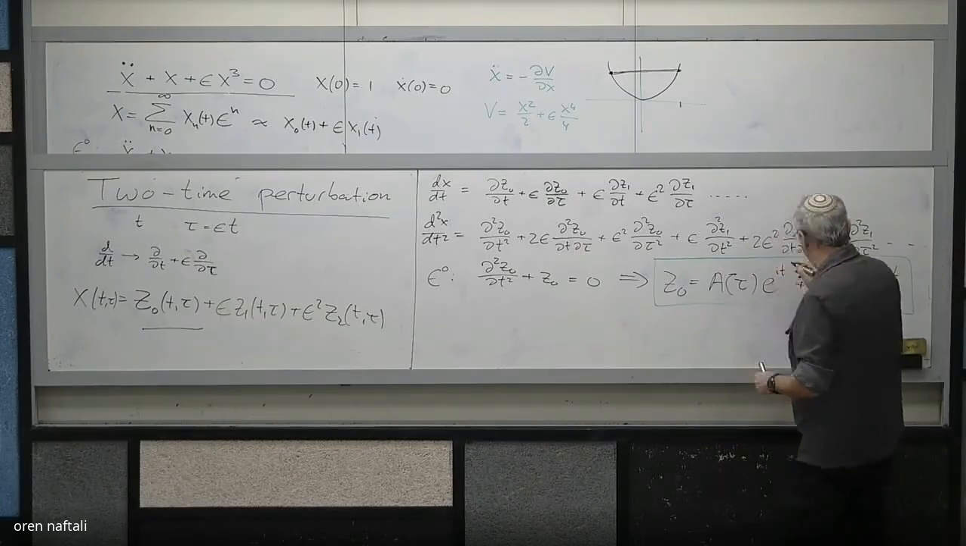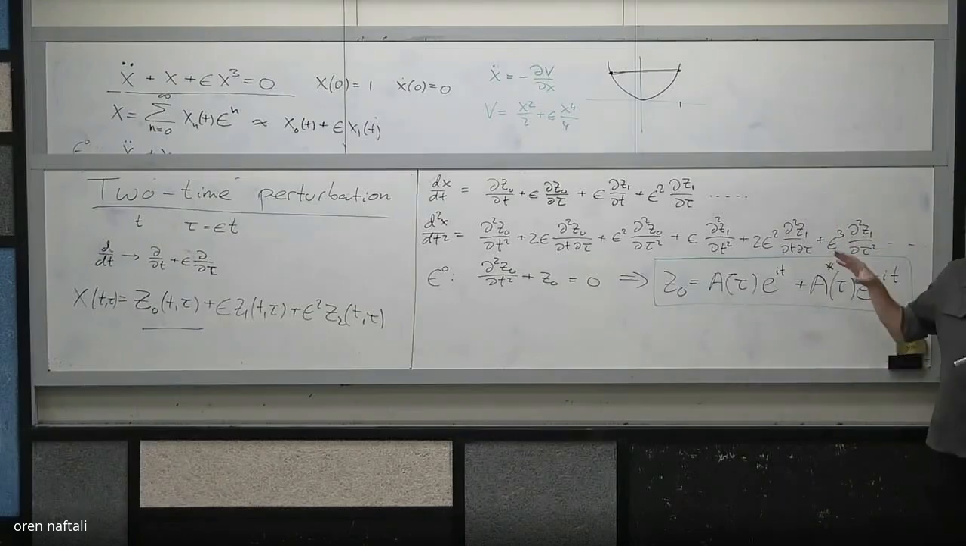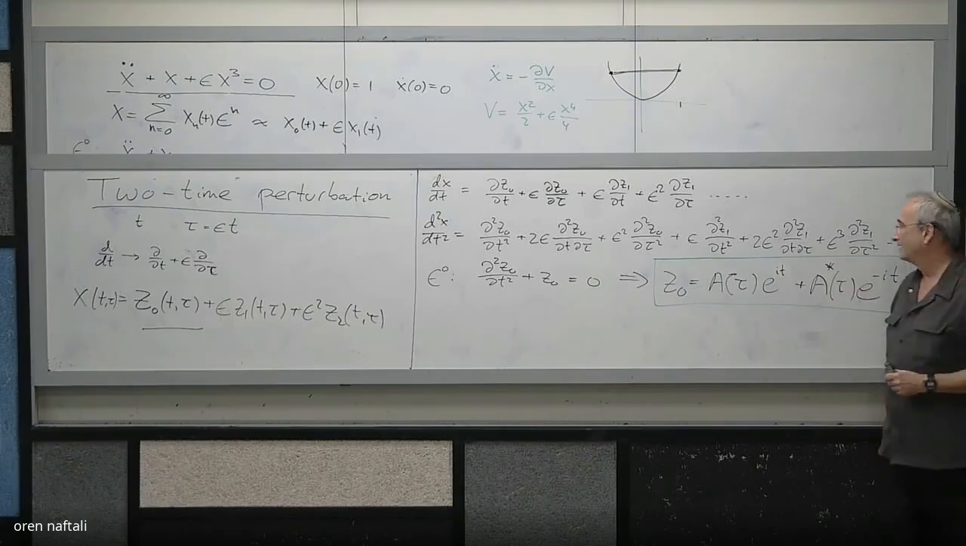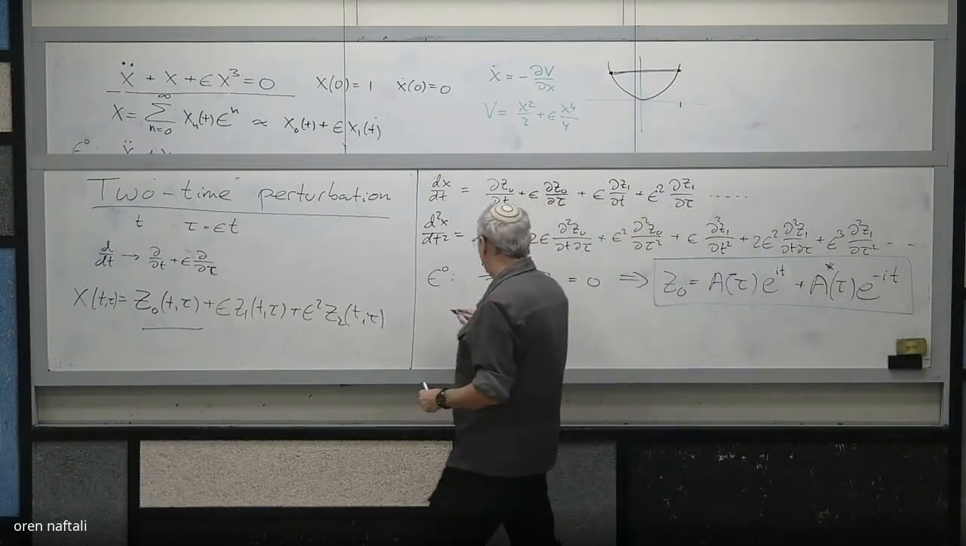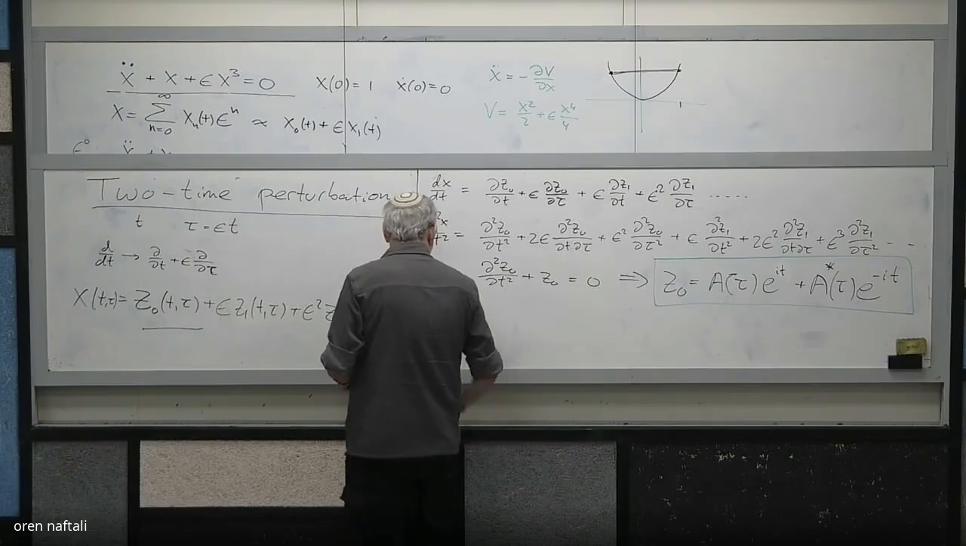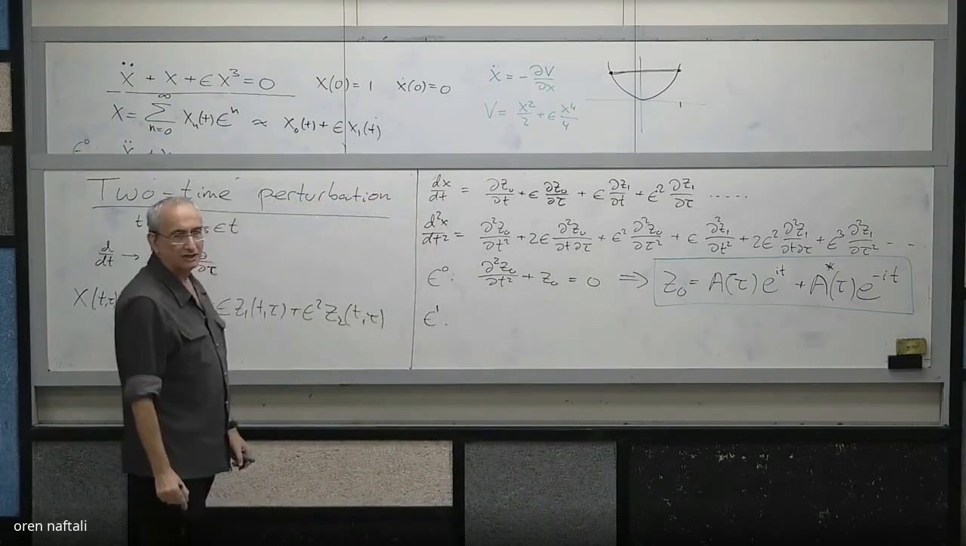And for the moment, note that I've forgotten about the initial conditions. In this method, they appear at the end. They will appear at the end. Okay. Now what is the equation for first order in epsilon?